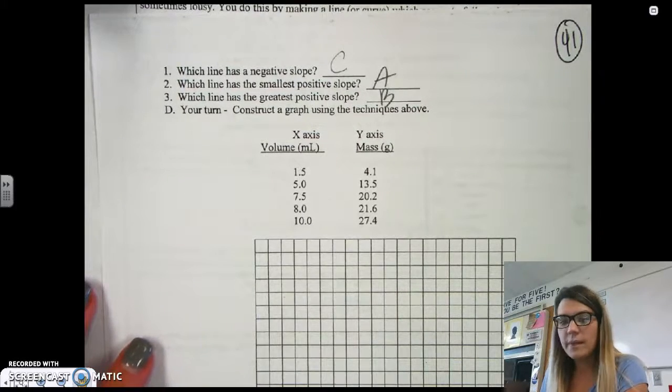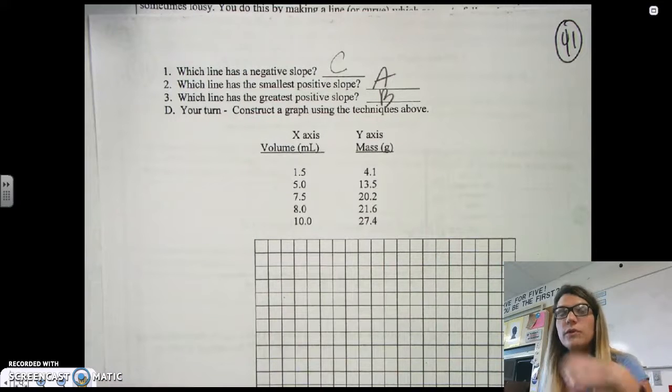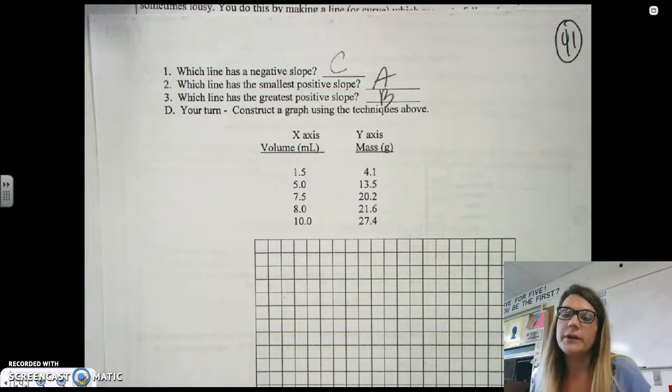Okay, so that's how you do, or the rules for a graph and how to calculate slope. Next video is going to be on how you actually make a graph.